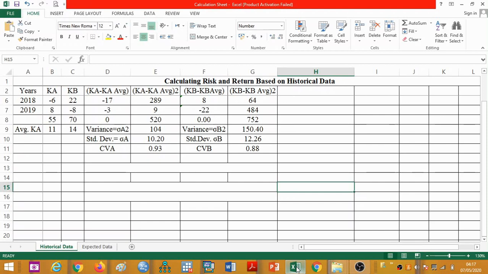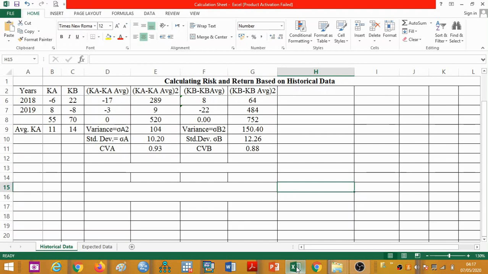Now, by definition, a portfolio is a combination of two or more different securities having different risk and return characteristics. In this case we are taking two different securities, so only a two-asset portfolio. A portfolio can have 3 assets, 4 assets, or more, but we are taking 2 assets for the time being for simple calculations, and then we can increase the number of securities later on. But the current video is only for a 2-asset portfolio.